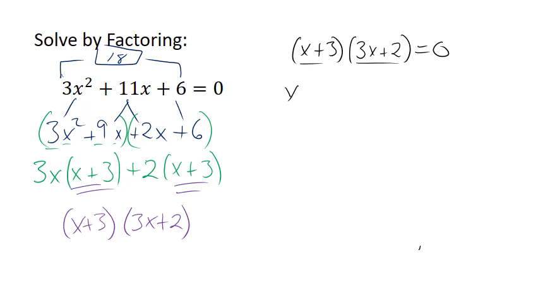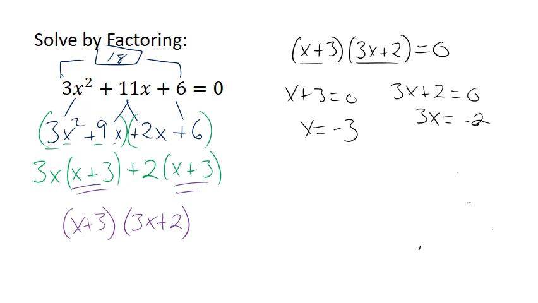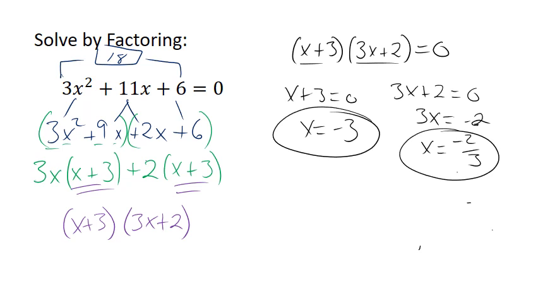So I will set x plus 3 equal to 0 and solve, and I get x equals -3. I will then set 3x plus 2 equal to 0 and solve. To do that, I'm going to have to first subtract 2, which gives me 3x equals -2, and then divide by 3, which gives me x equals -2/3. So there's my solutions, -3 and -2/3, and that is Tuesday's recording.